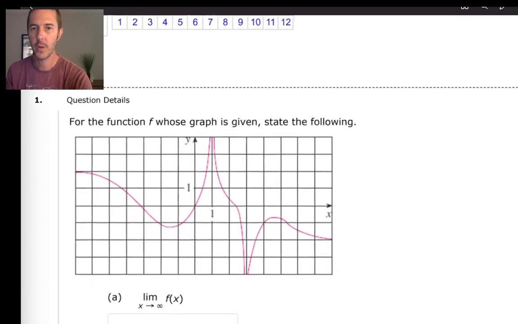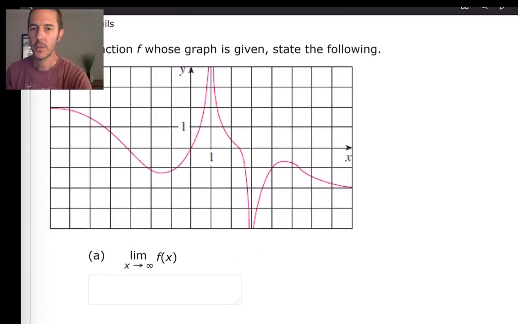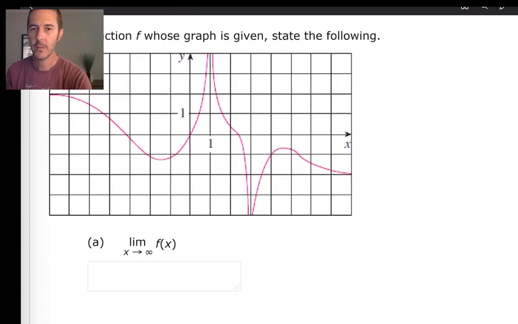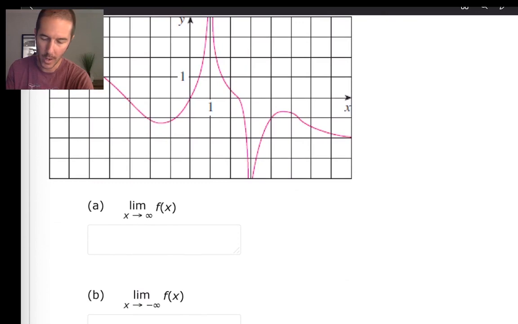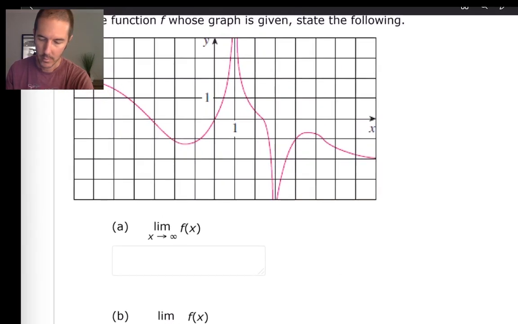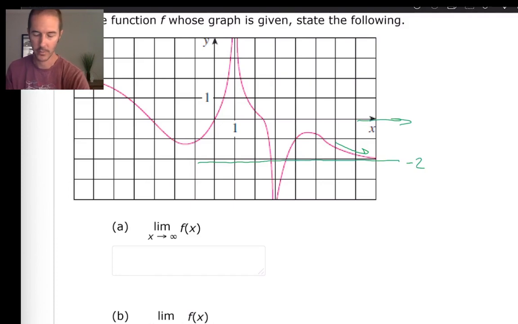We've covered most of our bases on these. You're going to use this graph in order to evaluate these limits as it goes off to the right toward positive infinity. What's happening to our y values as we go off to the right? Looks like the y values are approaching a y value of -2, because here's our x-axis where y is equal to 0.